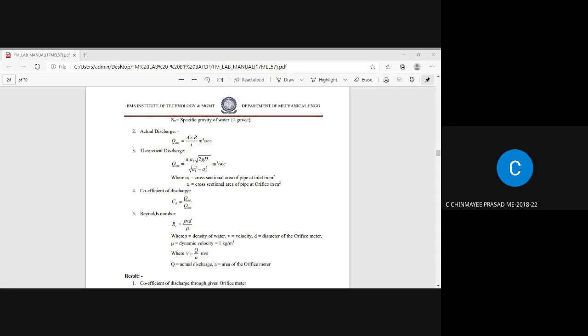So in rho V D by mu, what is D? D1 or D2, sir? We've taken D1 for the area. D1 only you have to take. That is 25 mm, you have to convert in meter. And mu is 0.001, the standard value for water.